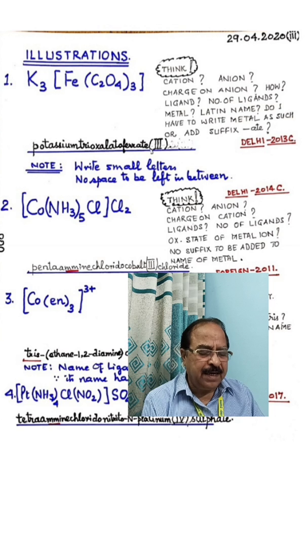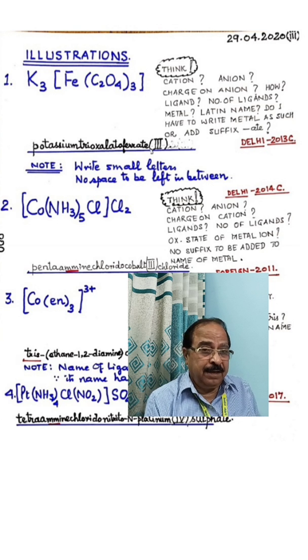And then what is the anion? The coordination entity is the anion, that is FeC2O4 whole thrice. And what is the charge on the anion? Since the counter ions, the 3 potassium ions, each carry a +1 charge, the total charge on the potassium cations is +3, so the total charge on the coordination entity must be -3. Then we have to name the cation first, so we will write potassium.